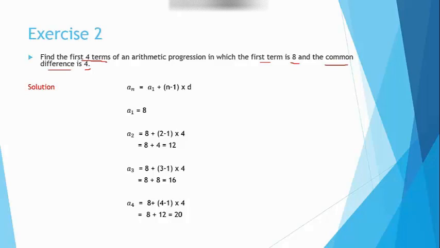So you can directly get the answers without using the formula also, by adding 4 each time starting from 8. So 8 add 4 is 12, 12 add 4 is 16, 16 add 4 is 20, since we are asked to find only 4 terms of the arithmetic progression.